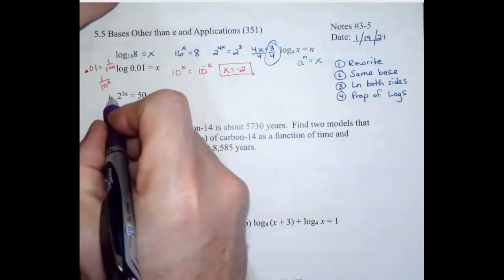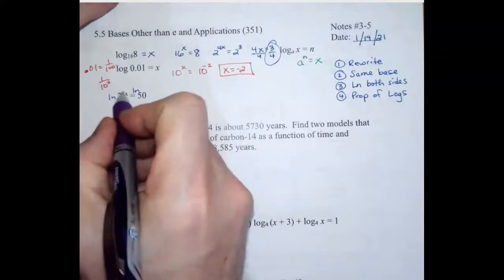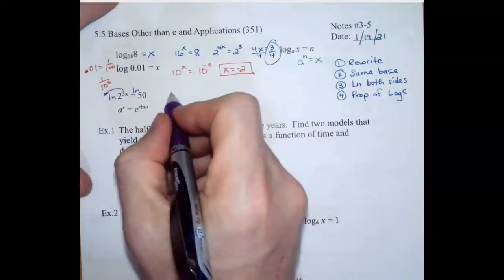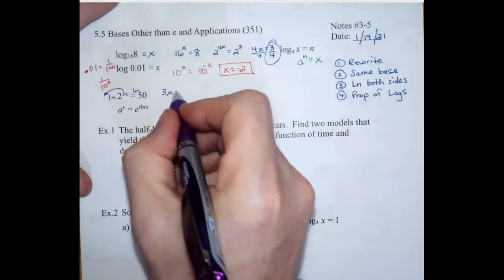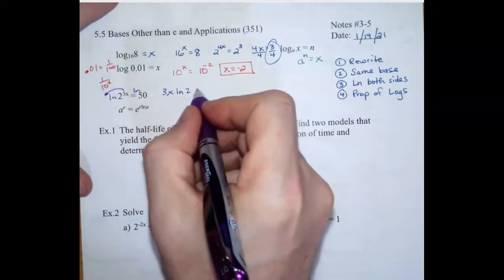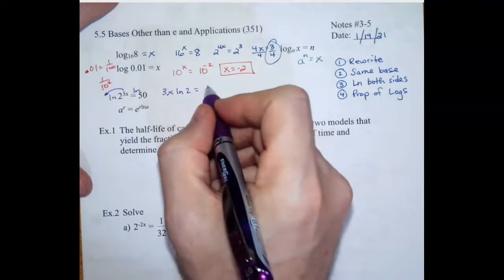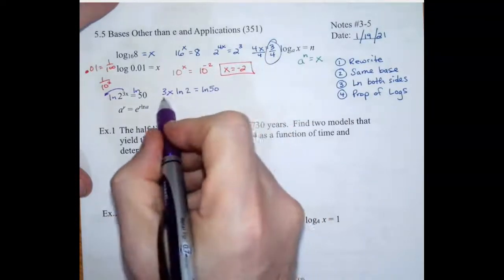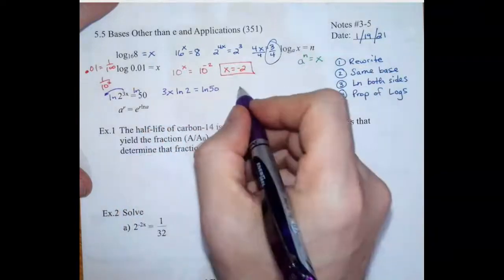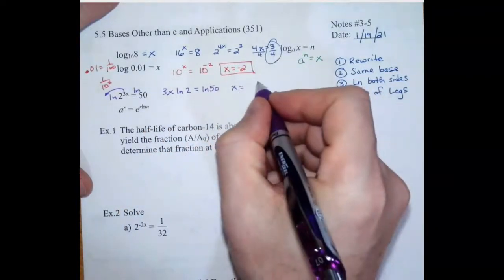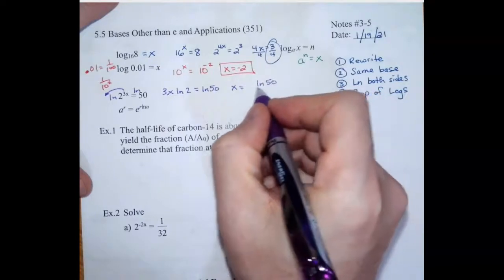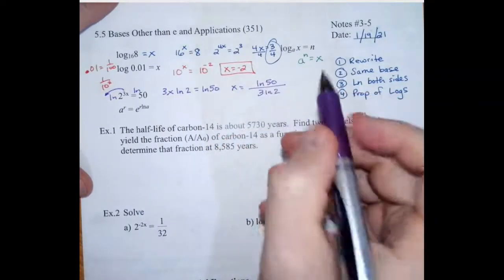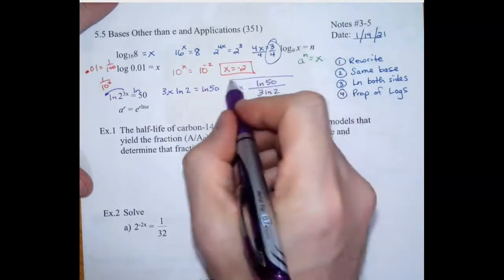So one thing we could do is take the natural log of both sides, and then we can use the properties of exponents to bring that down in front. So we would have 3x natural log of 2 equals the natural log of 50. And then we could divide both sides by 3 natural log of 2. So we'd have the natural log of 50 divided by 3 times the natural log of 2. Okay.